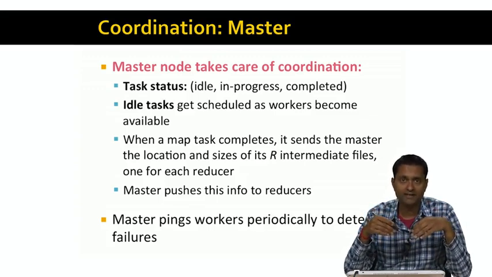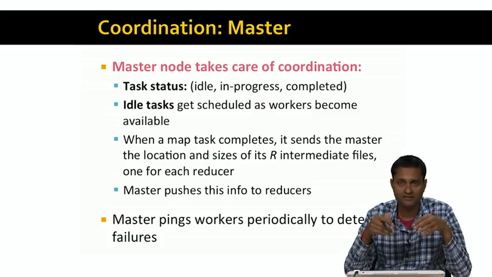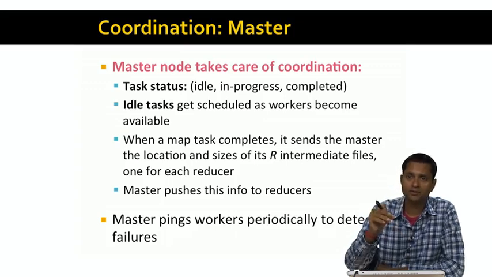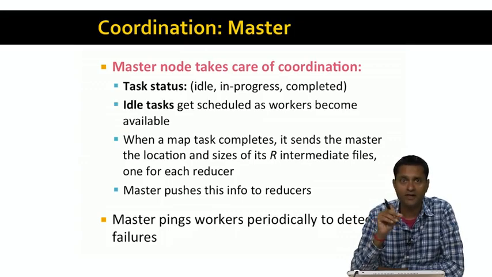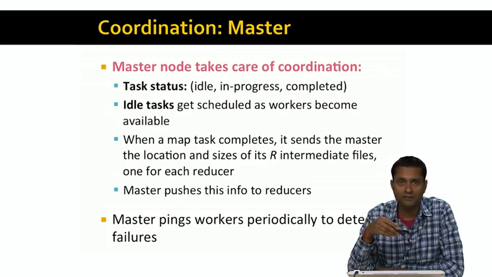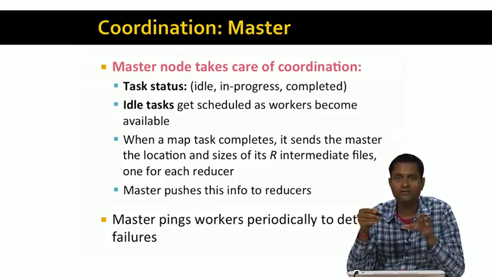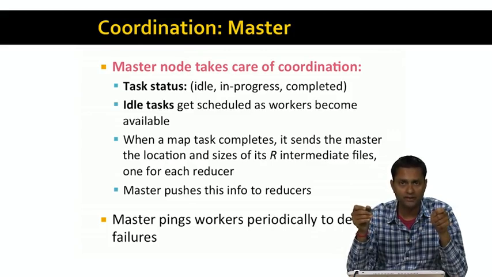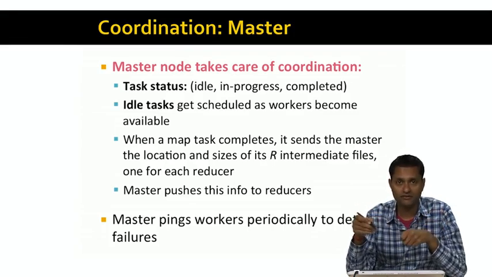When a map task completes, it sends the master the location and sizes of the R intermediate files that it creates. Now, why R intermediate files? There's one intermediate file created for each reducer, because the output of the mapper has to be shipped to each of the reducers depending on the key value. And so there are R intermediate files, one for each reducer. So when a map task completes, it stores the R intermediate files on its local file system, and it lets the master know what the names of those files are. The master pushes this information to the reducers. Once the reducers know that all the map tasks are completed, they copy the intermediate files from each of the map tasks, and then they can proceed with their work.